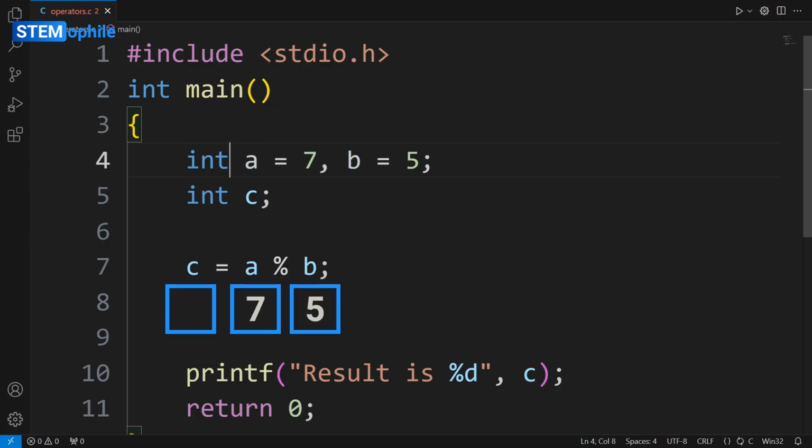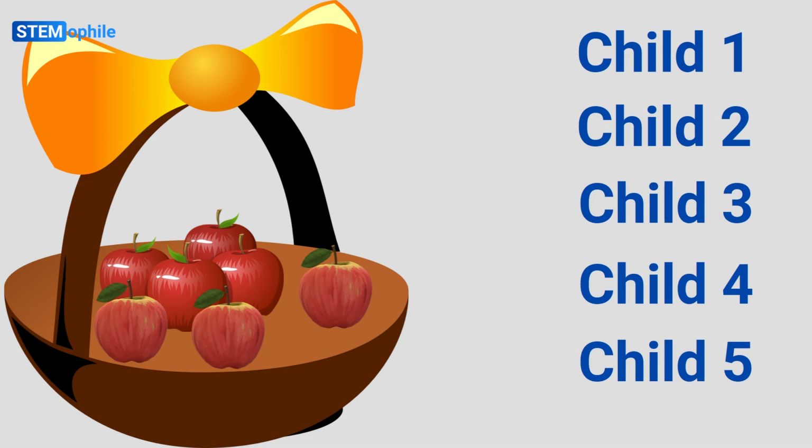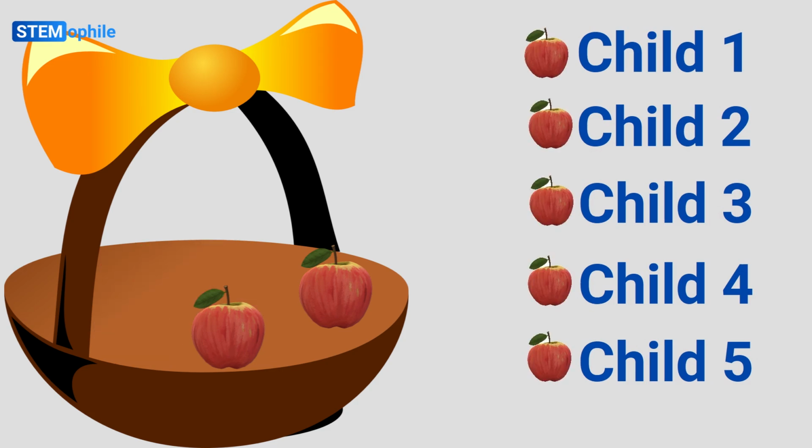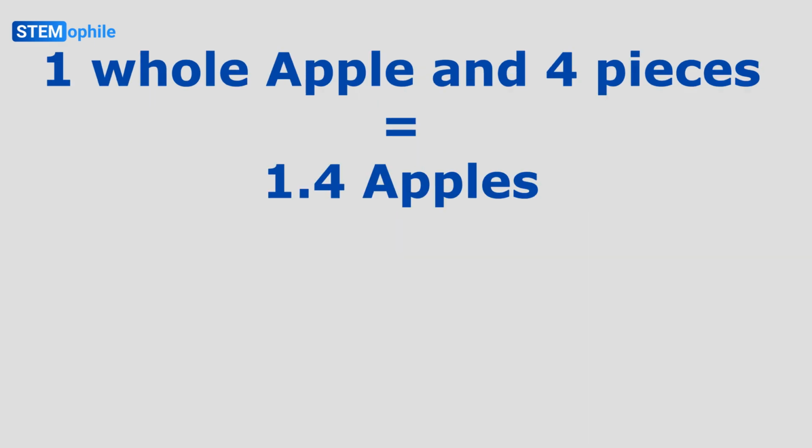Next, let's talk about the division operator. We use slash to divide two numbers. Let's look at the previous example. If there are 7 apples and 5 children, in division, there is no rule about not cutting apples into pieces. The father gives 1 whole apple to each child, and the remaining 2 apples are cut into 10 equal pieces. Each child gets 1 whole apple and 4 pieces.